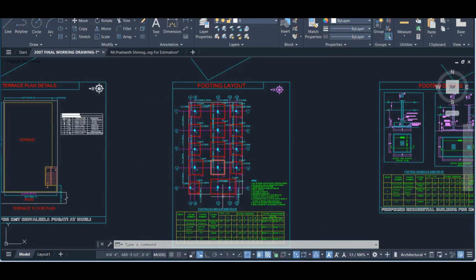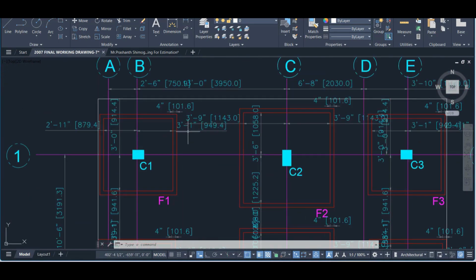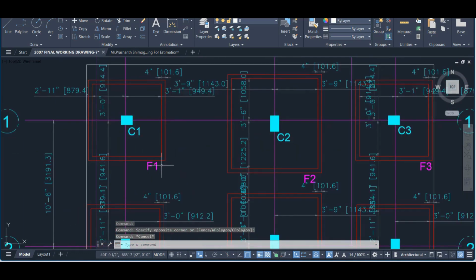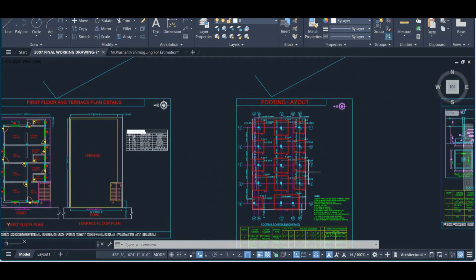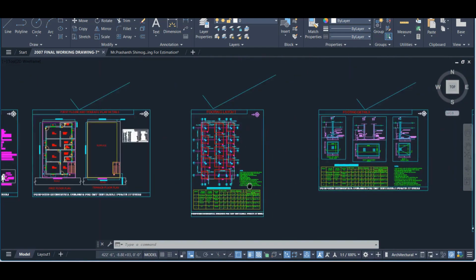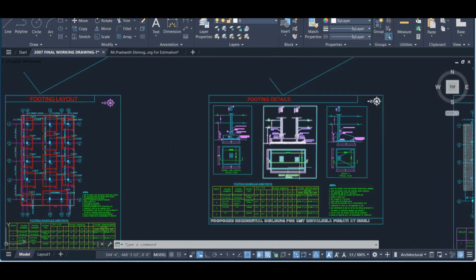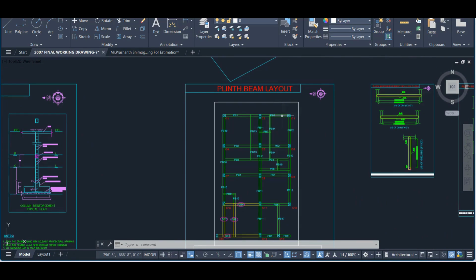This one is a footing schedule. This is a footing drawing, which is in red color. This is F1. If the size is different, obviously we change the name, that is F2, F3, like this way. This is a table which involves the footing schedule, and then come here, this is the column wise footing details. And this one is the plinth beam layout.